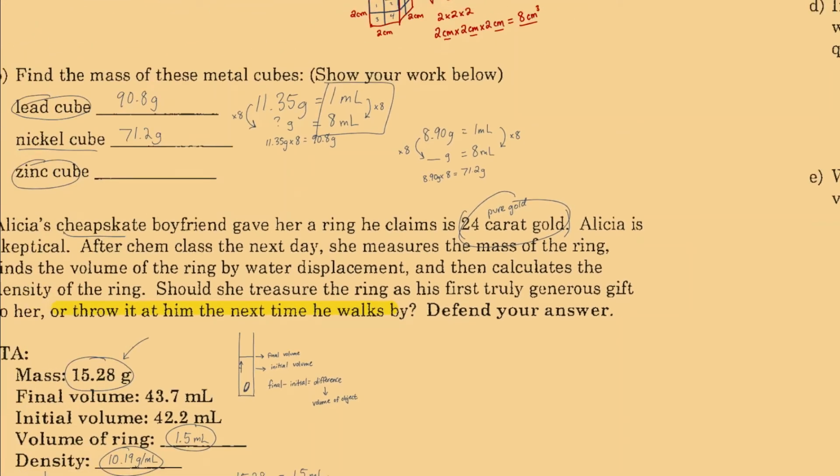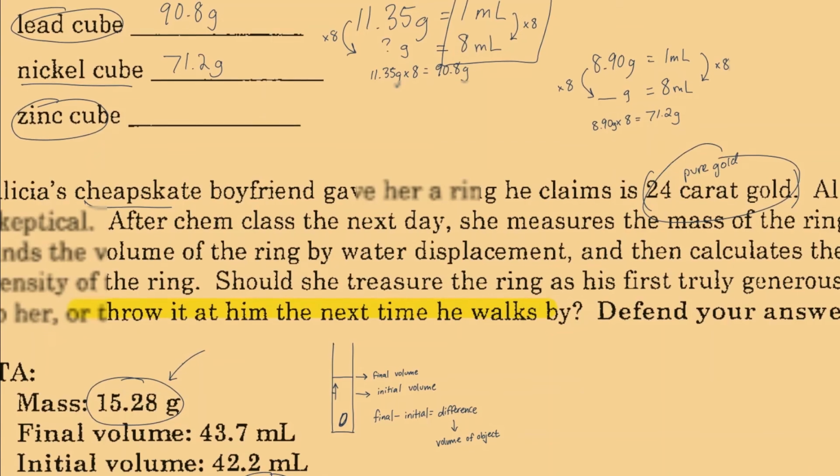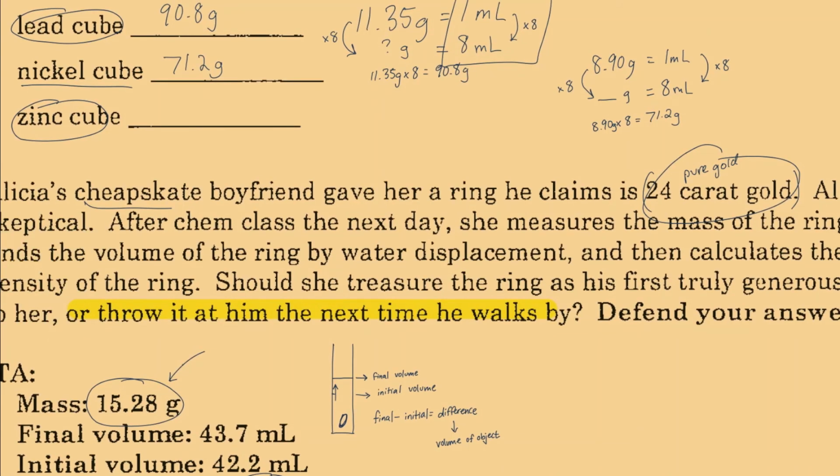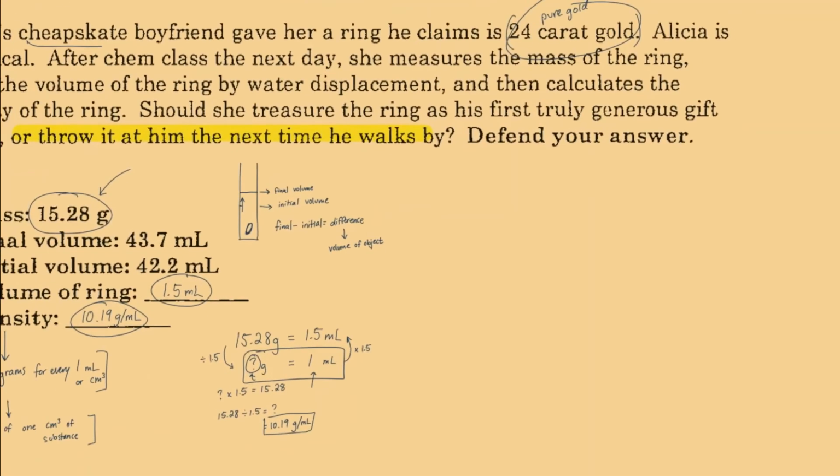I don't know, I think it's still nice that he gave her a ring. Maybe he didn't know it wasn't 24 karat gold. Maybe he got swindled or something. But in any case, it's not pure gold. There's our answer.